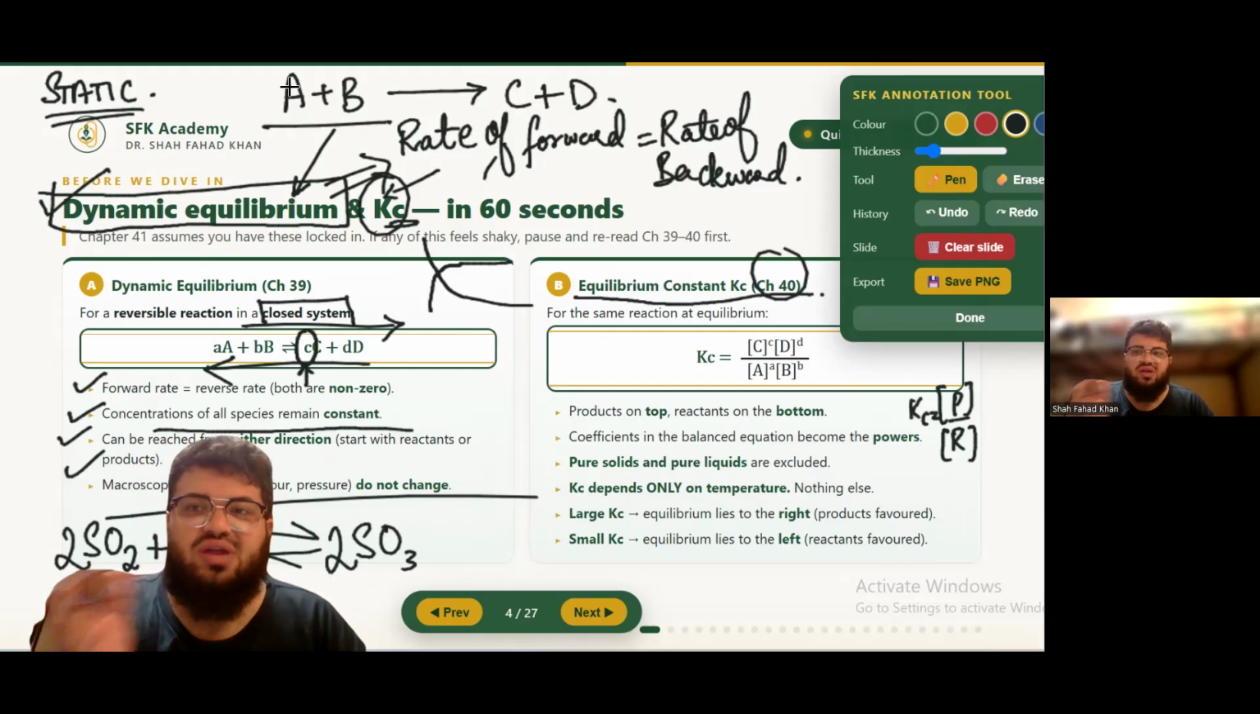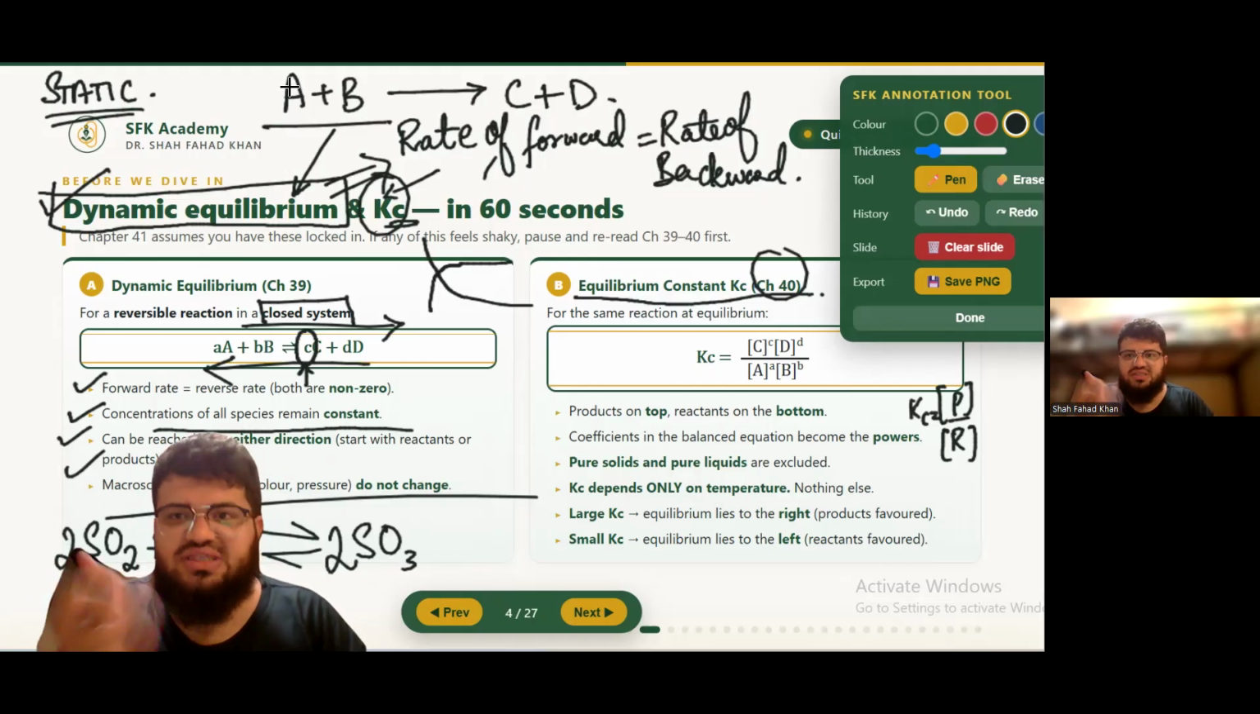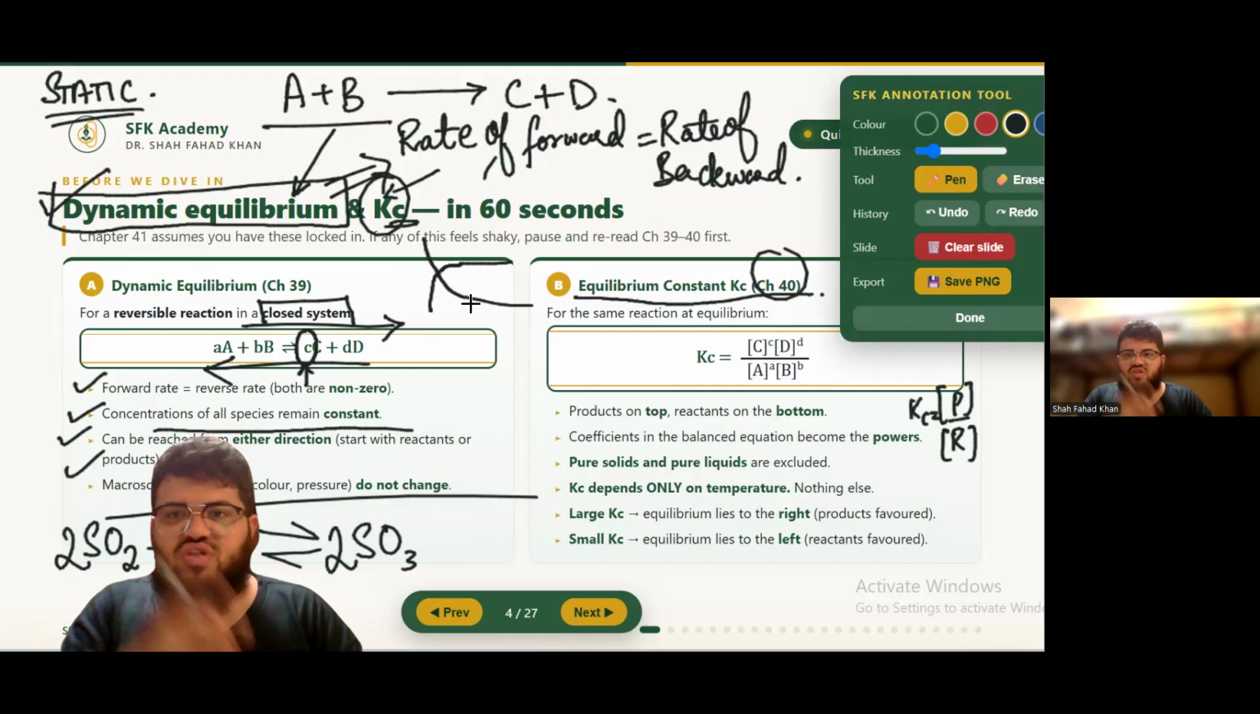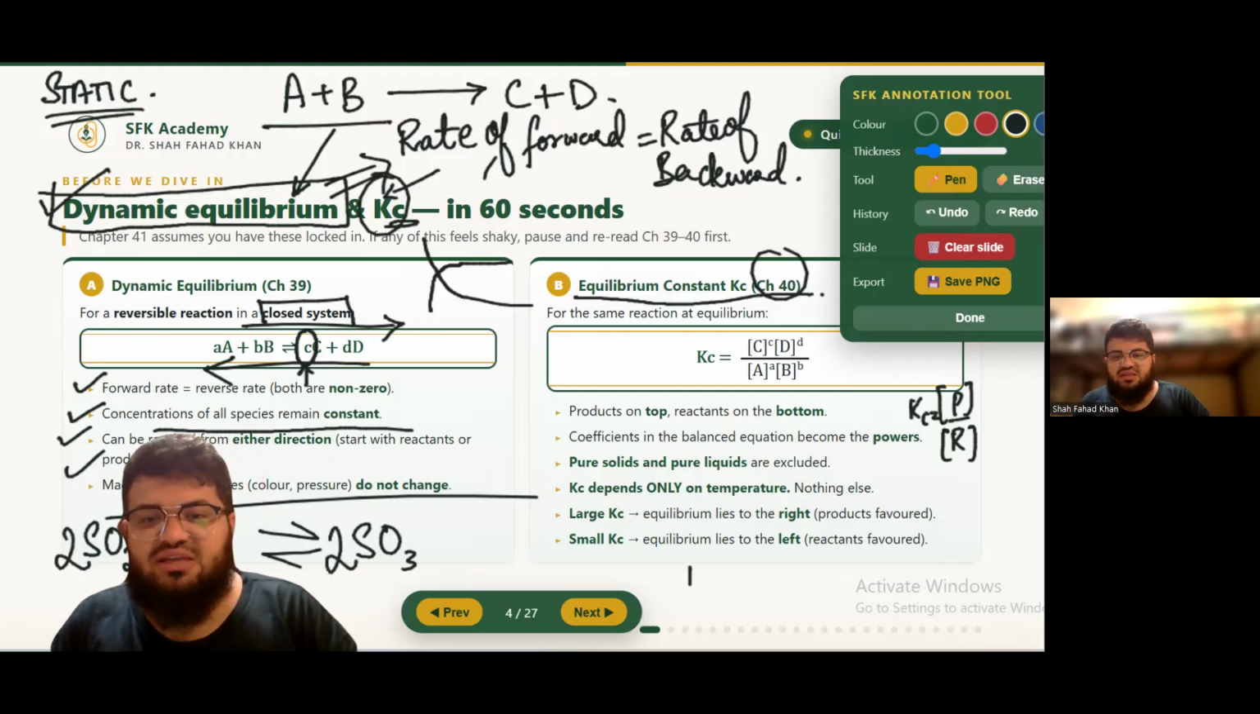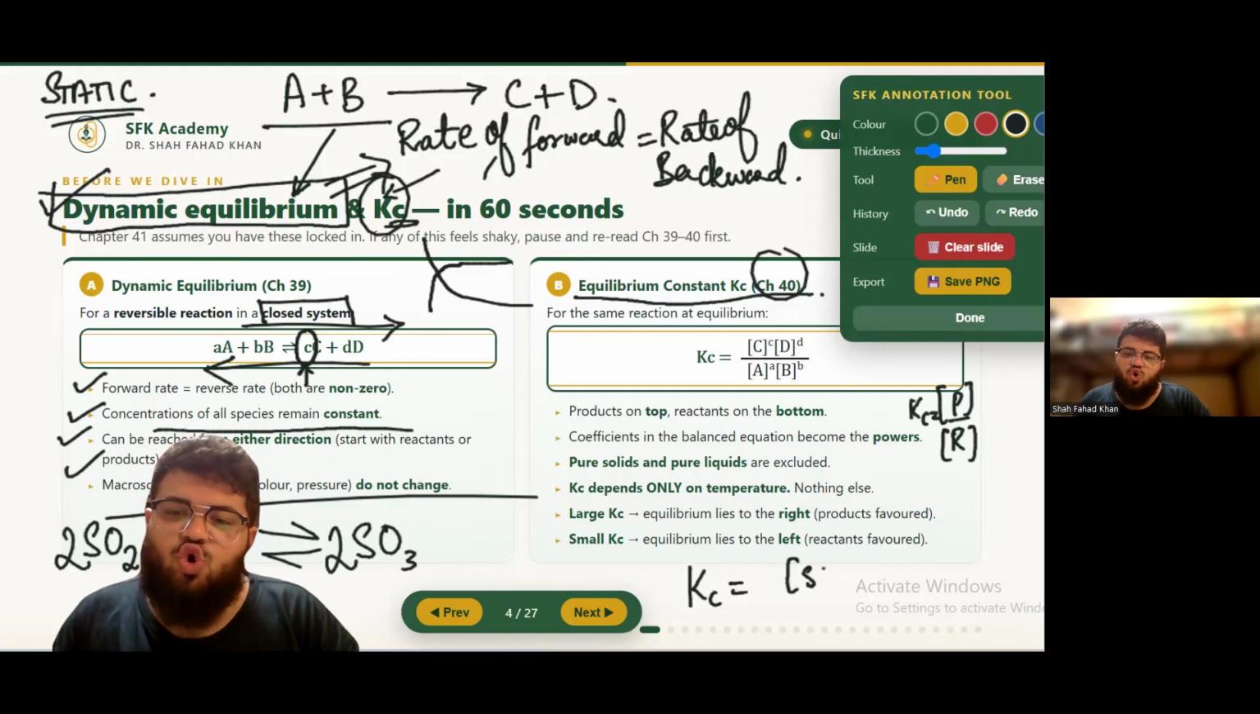Because we usually calculate Kp for this. Kp stands for gases. But just for the sake of this example, I ask you to give me the Kc. What do you think the Kc would be? The Kc is simply going to be the concentration of SO3 raised to the power of its stoichiometric ratio, which in this case is 2, right?